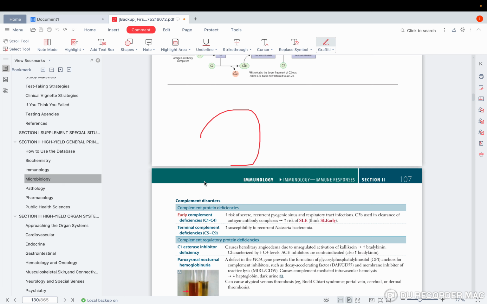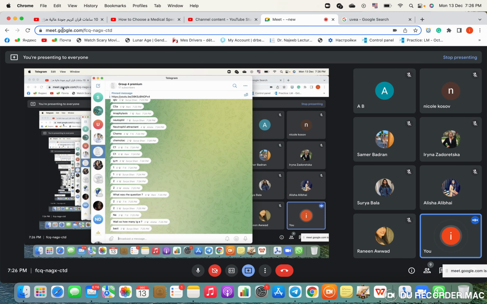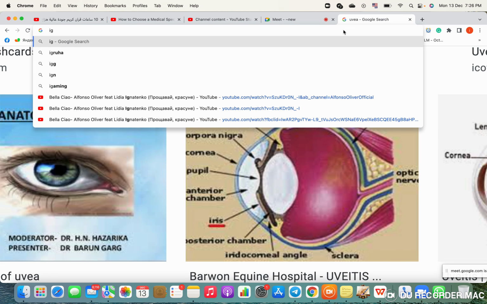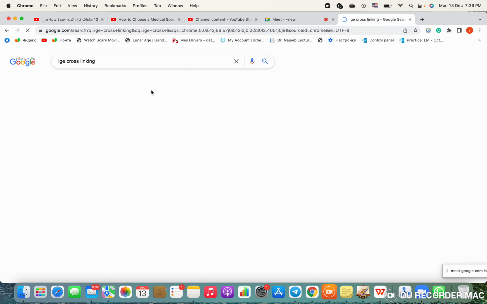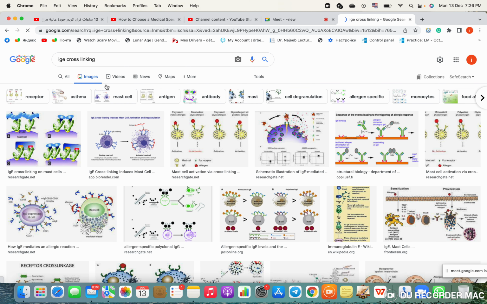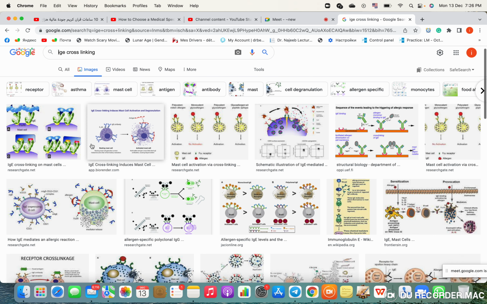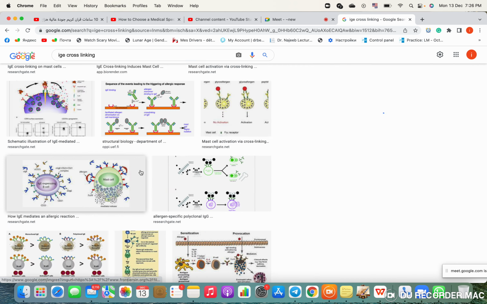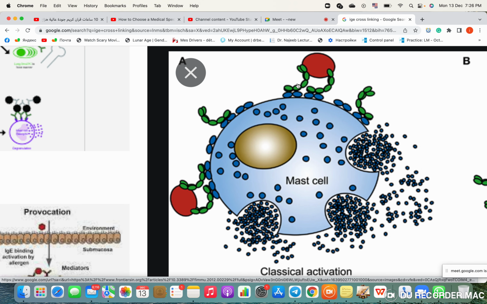You need two IgEs, because of the cross-linking. To make a cross-linking, you need a couple of them. It's not enough to have one of them. Take a look. So, yep, it's something like this. If you can take a look here, there is a couple of them, and there is only one connecting, okay? Good. And that leads to degranulation of the mast cells.